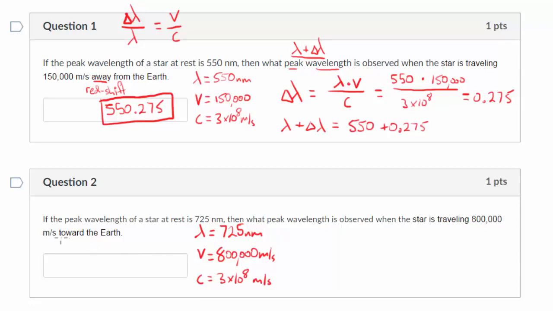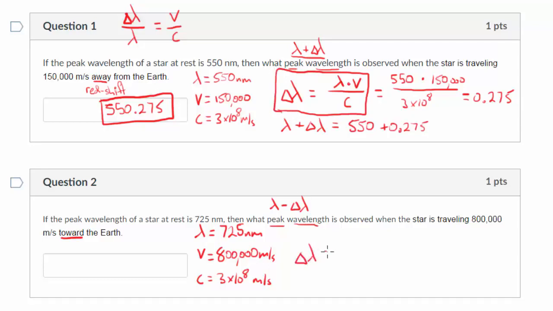But notice one important difference here is that it's traveling toward the Earth. So that means my final answer, which is the peak wavelength observed, not the change, is going to be lambda minus delta lambda. Right? Because it's blue shifted. It's traveling toward the Earth. The wavelength actually has to decrease. So whether you use a plus or a minus is going to depend on whether it's traveling away or toward. Other than that, we use this exact same rearranged equation to solve for the change in wavelength.